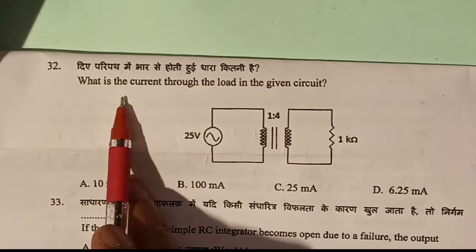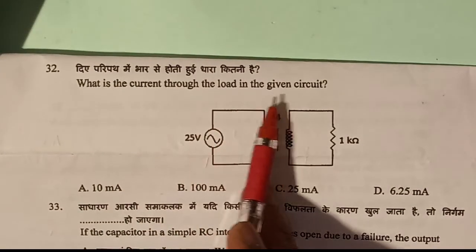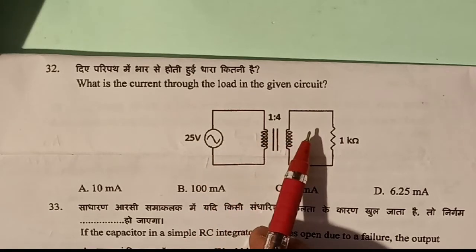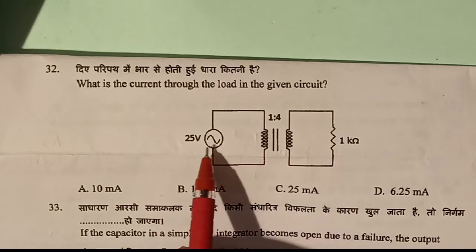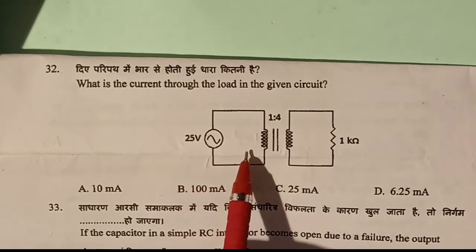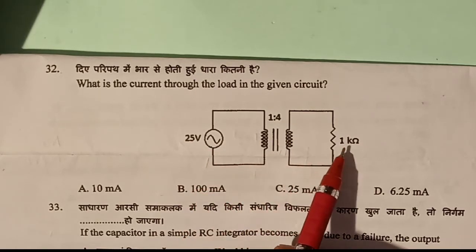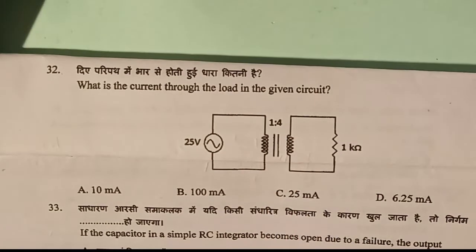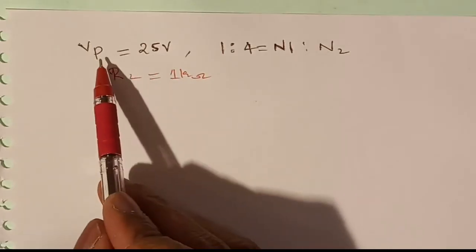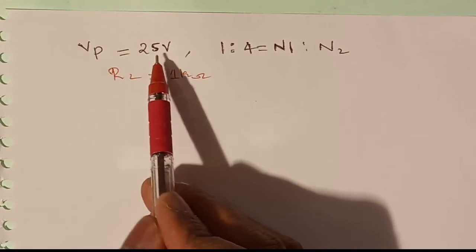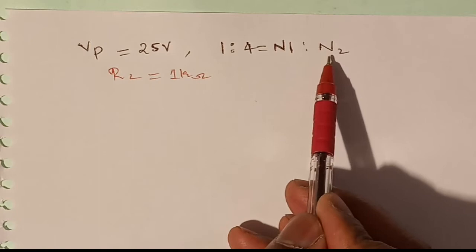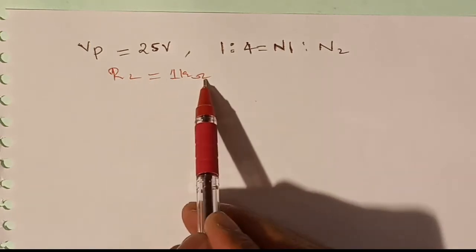Question number 32. What is the current through the load in the given circuit? This is a 1:4 transformer, so it's a step-up transformer. Input voltage is 25 volt peak to peak, and on the output side we have a 1 kilo ohm resistor. The question is, what is the current through the load? So our primary VP equals 25 volt, the transformer ratio is 1:4, and RL is 1 kilo ohm.